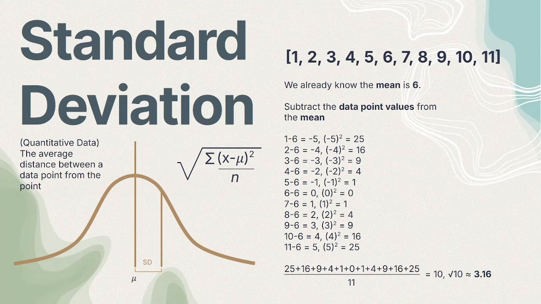Using our dataset where the mean is 6, when you do this for every point and run the numbers, you get a standard deviation of about 3.16. A low standard deviation means your data is tightly clustered around the average. A high standard deviation means it's widely spread out.